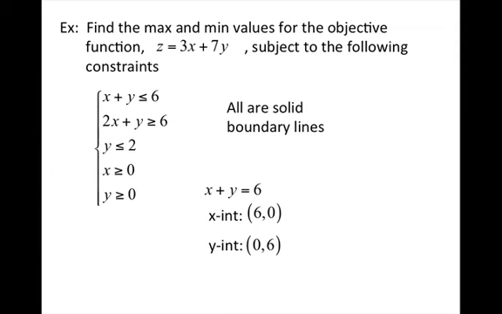My second boundary line is 2x plus y equals 6. So for your x-intercept, let y be 0, and you have 2x equals 6. If you divide each side by 2, you get x equals 3, so we have the x-intercept as the point 3, 0. For the y-intercept, let x be 0. If x is 0, you have y equals 6, so we have the y-intercept as the point 0, 6.